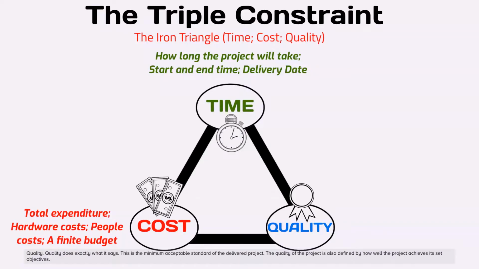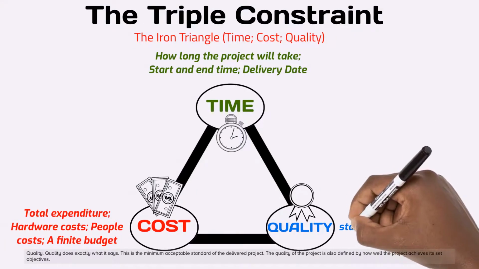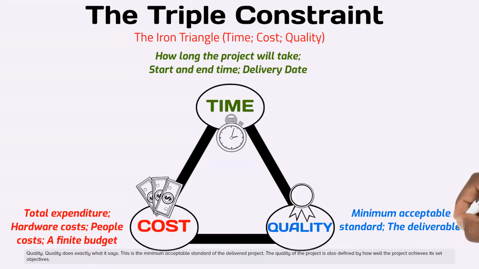Quality. Quality does exactly what it says. This is the minimum acceptable standard of the delivered project. The quality of the project is also defined by how well the project achieves its set objectives.